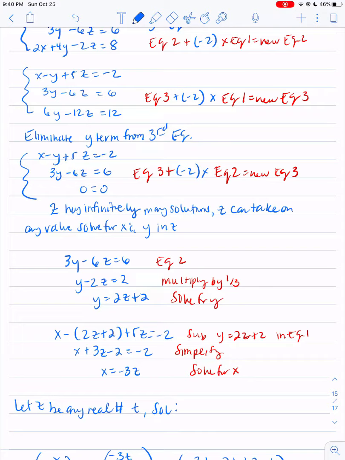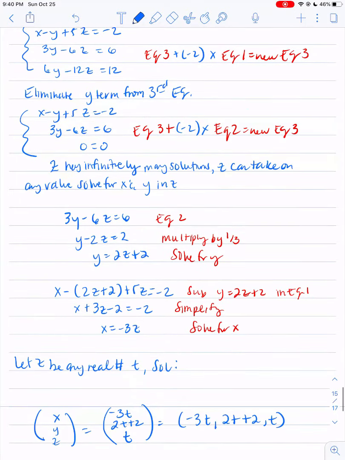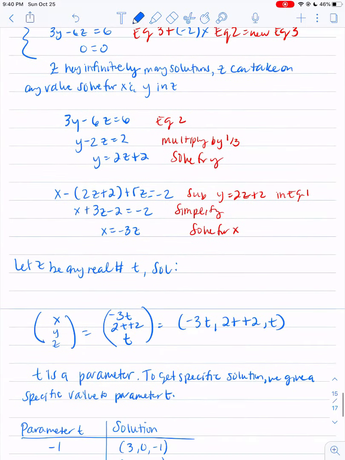So I get 3y minus 6z equals 6. I'm going to get y by itself. And I get y equals 2z plus 2. And then I get x minus (2z plus 2), because I substitute the y, plus 5z equals negative 2. I get x equals negative 3z.